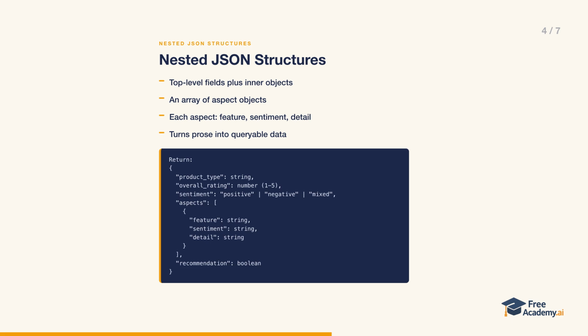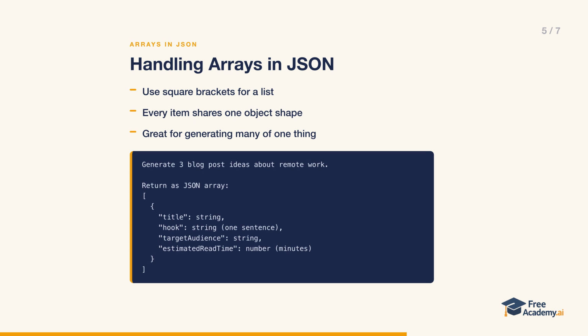This is the power of nesting. One prompt turns a casual review into a richly structured object your code can loop through, filter, and analyze, feature by feature. Sometimes you don't want a single object, you want a list of them. For that, ask for a JSON array.